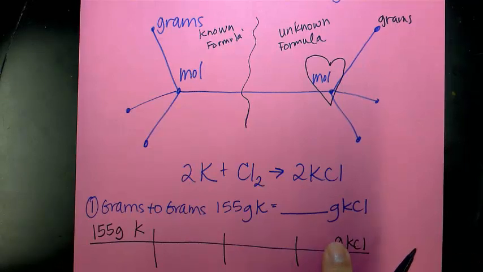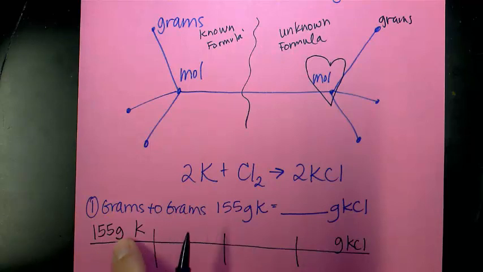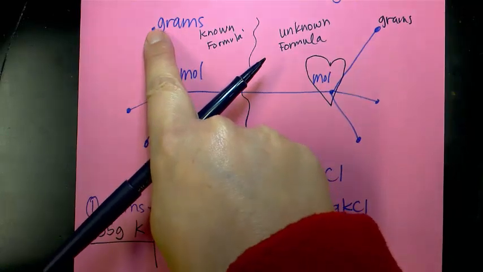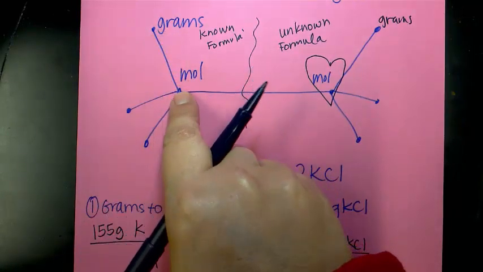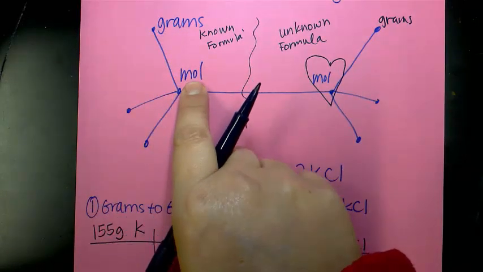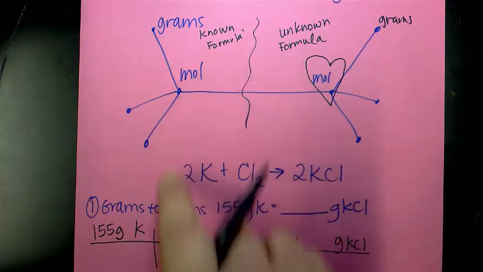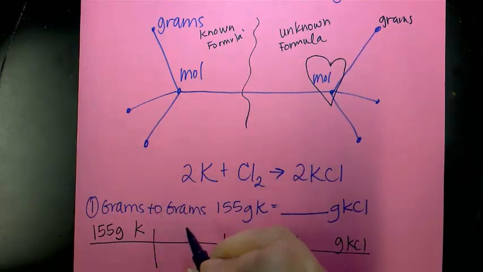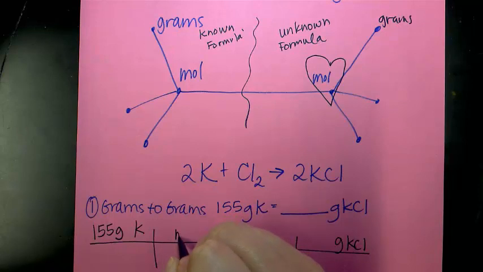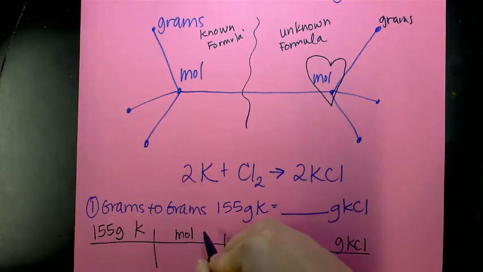You are not going to fill in any of the numbers until all of your boxes, except for the one that we leave blank, have a unit and a formula in them. So now we're going to go along our map. We started at grams of the known unit, and then we're going to come around this map and get to moles. This moles is still in our known formula. So in this second stop, we're going to put moles, and we're going to use our known formula, which is right here, and it's K.